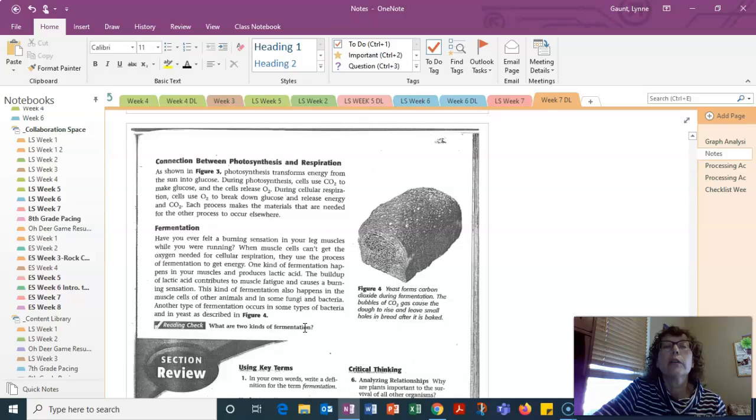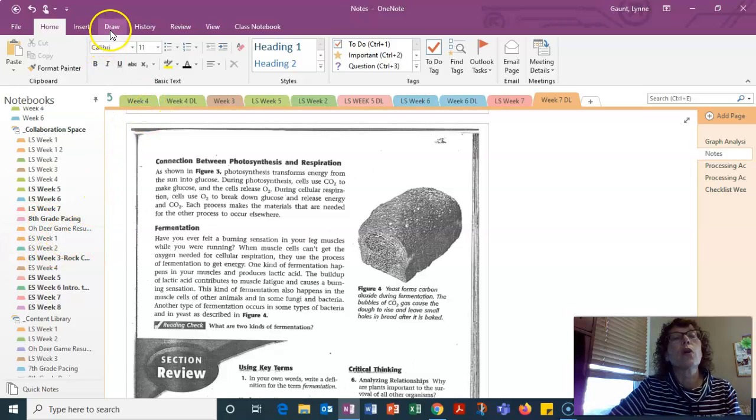All right, here it describes the connection between photosynthesis and respiration. It says, as shown in figure 3, photosynthesis transforms energy from the sun into glucose. During photosynthesis, cells use carbon dioxide, CO2, to make glucose, and the cells release oxygen, O2. During cellular respiration, cells use that oxygen to break down glucose and release energy and carbon dioxide. Each process makes the materials that are needed for the other process to occur elsewhere. That last sentence is super important.